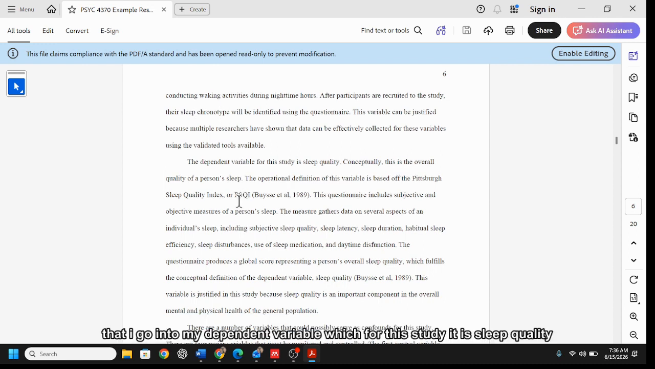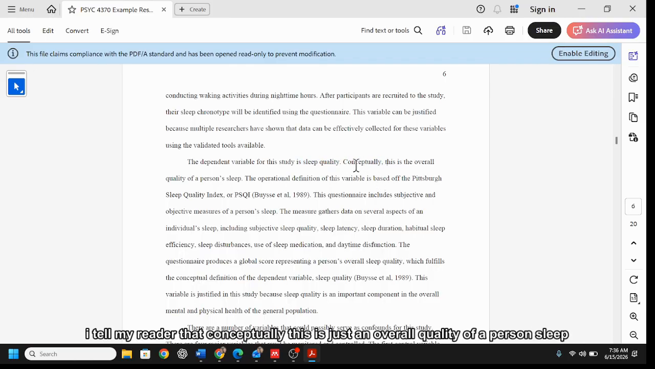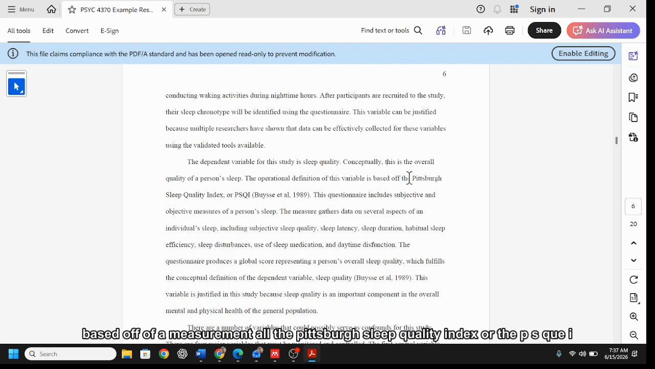Then I go into my dependent variable, which for this study is sleep quality. I tell my reader that conceptually, this is just an overall quality of a person's sleep. You can see how that could easily be misinterpreted across different people. So I move into my operational definition, which is directly based off of a measurement tool, the Pittsburgh Sleep Quality Index, or the PSQI. And then I reference it.